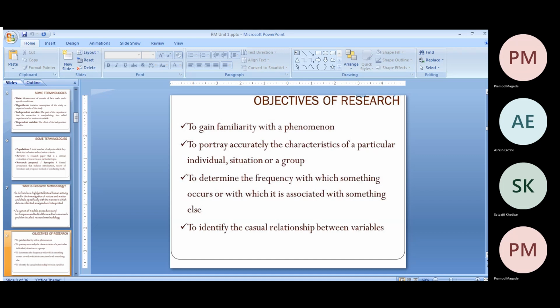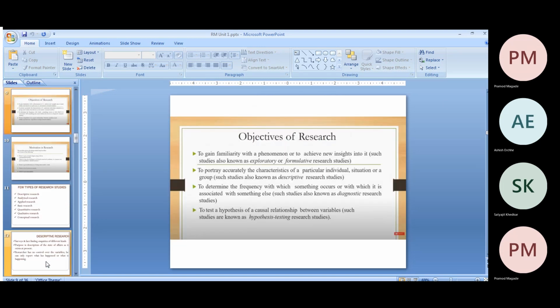To determine the frequency with which something occurs or with which it is associated with something else, means basic reference should be required for defining the objectives. Then to identify the causal relationship. Causal relation means what is the reason why I have chosen this objective. So there should be a reason, and that reason should be hidden in research papers. Correct? Through which we can find out the objectives in research work in our conditions. So have you understood this? What are the objectives I told you? What are the things I told you?